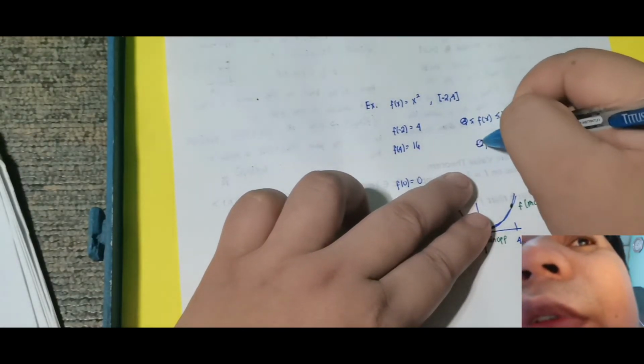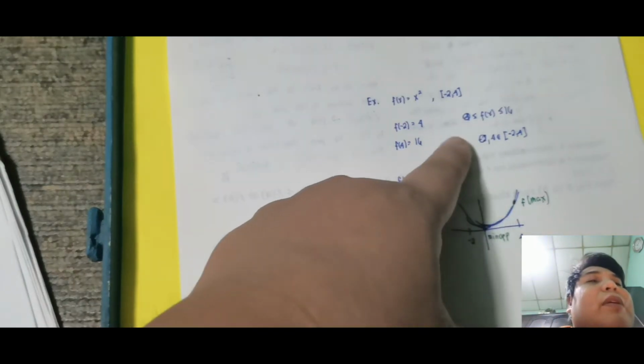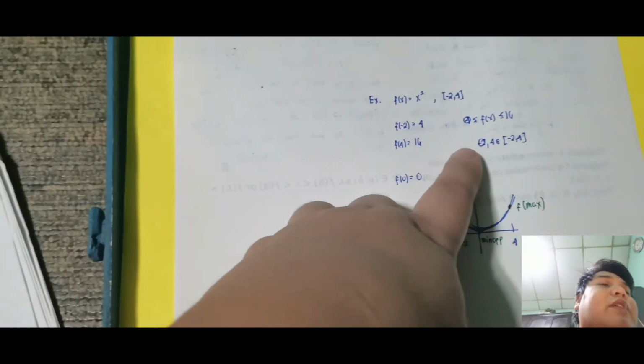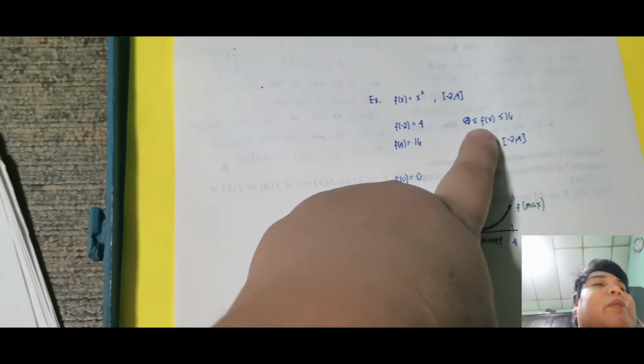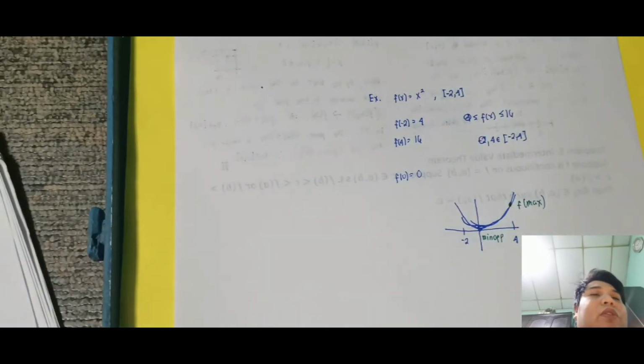Then ito ay 0, kasi ito yung by EVT. So may exist na 0 and 4 element na negative 2, 4 such that 0 is less than or equal to f of x less than or equal to 16. Ito yung minimum value, ito yung maximum value. So yan yung sinasabi ng EVT. So sure tayo lagi na pag yung function is continuous dun sa closed interval AB, sure ako na meron siyang minimum value sa maximum value. So again, hindi ko kiniklaim or sinasabi na equal lagi si minimum sa maximum value.